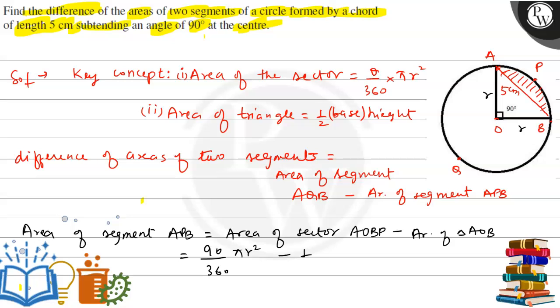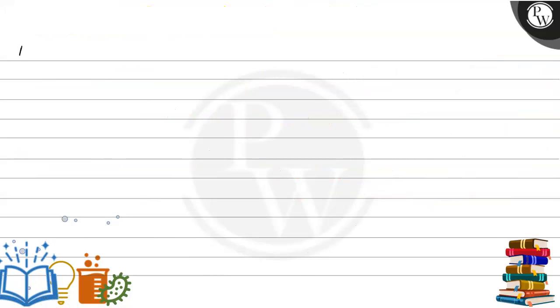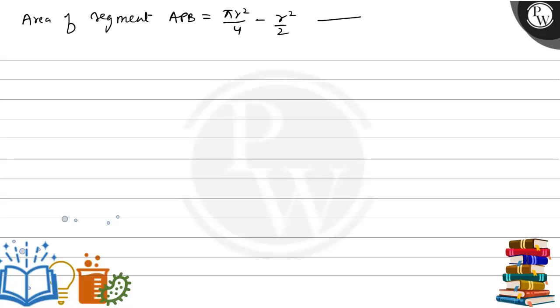So the area of the triangle is half into base, where the base is r, into height, and the height is also r, so it will be r square. So we can write this simply as r square by 2. Finally we can say the area of segment APB is equal to pi r square by 4 minus r square by 2. Okay, so let's say this is my equation 1.